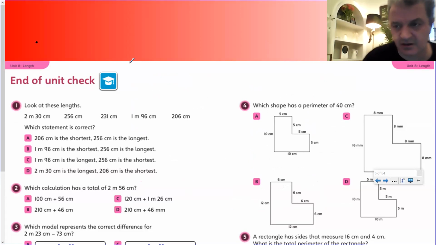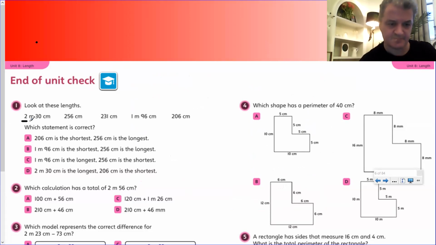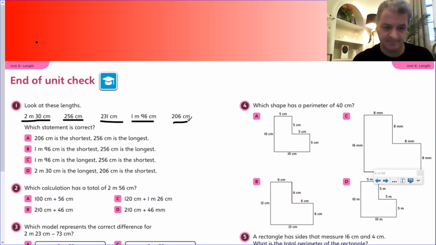Okay, so we're going to tackle question 1 first. The end of unit check. We've got a range of lengths. Let's read those for you. I've got 2 meters 30, 2 meters 56, 2 meters 31, 1 meter 96, and 2 meters 6.